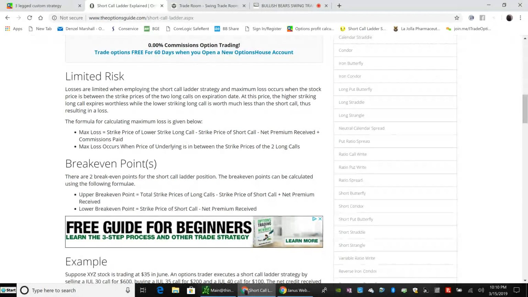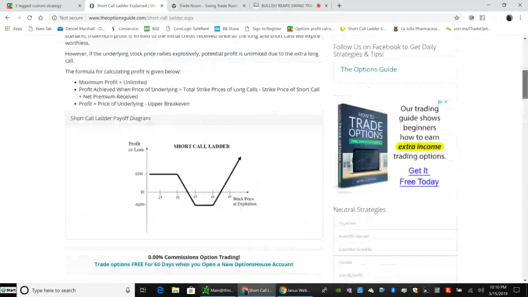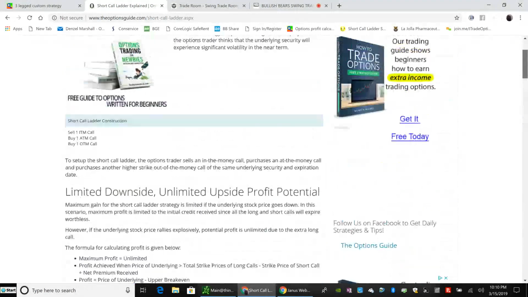But now what I'm going to do is go to the options profit calculator, and we will construct a short call ladder example. That way you can see how it's constructed. And the options profit calculator also has some unique tools in there where you can see your profit and loss in a unique diagram, and I'll show you guys that here in a minute.